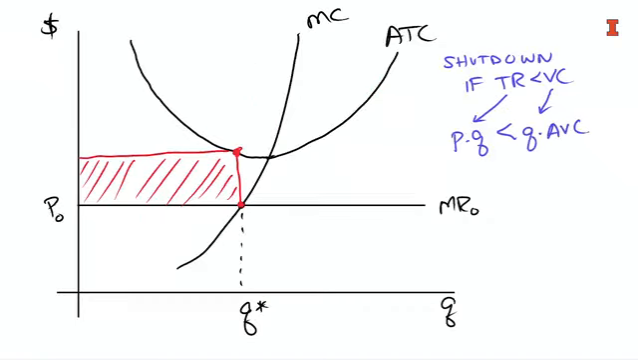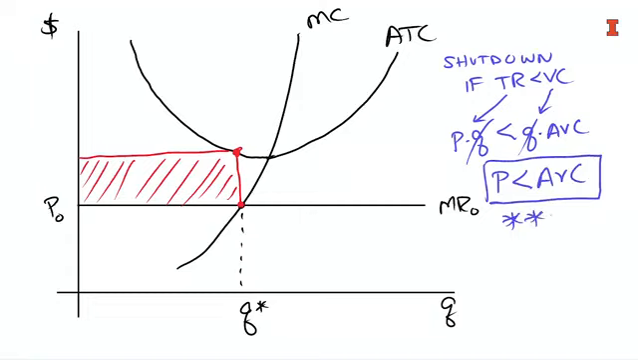And now, since there's a Q on both sides, as long as Q is non-negative, I can divide through by Q and not reverse the inequalities. So I'm just going to knock those Q's out. And I know now that my shutdown condition is that price falls below the average variable cost. So this is our shutdown condition on the graph. Price falls below average variable cost, we're going to shut down. Otherwise, we keep operating.